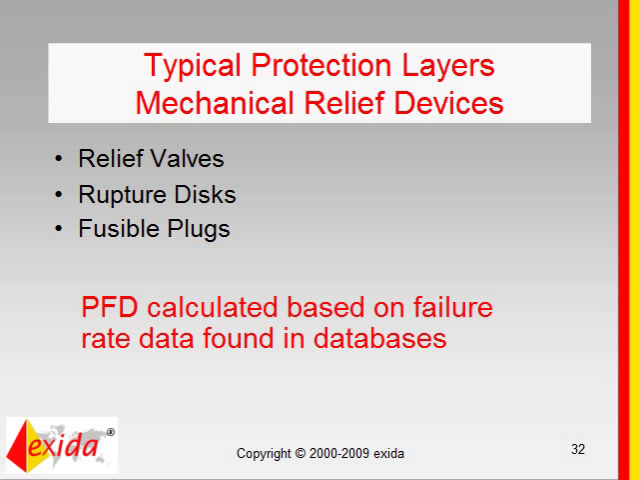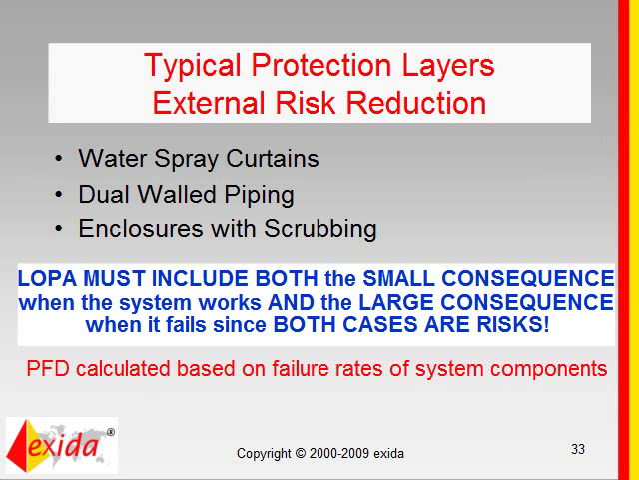So let's see what other layers of protection we have. Relief valves, rupture discs, I already mentioned them a couple of times. Probability of failure data for these things can be found in databases. External risk reduction layers include water spray curtains, dual wall piping, and enclosures with scrubbing. We need to make sure that these external risk reductions are capable of completely eliminating the hazard. If they're not, then arguably the larger consequence is now a smaller consequence, and we need to continue our analysis with the smaller consequence.